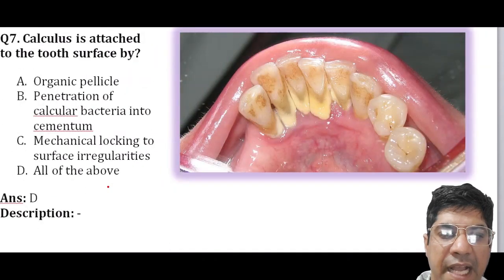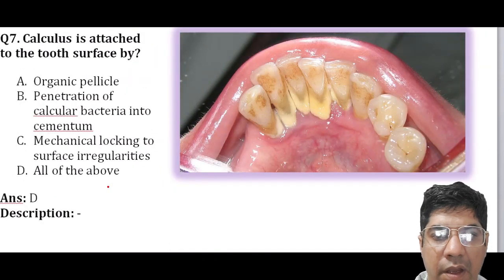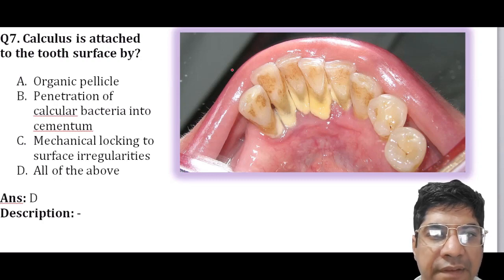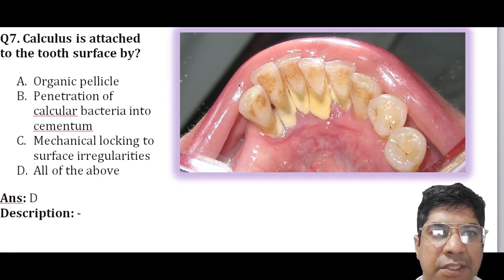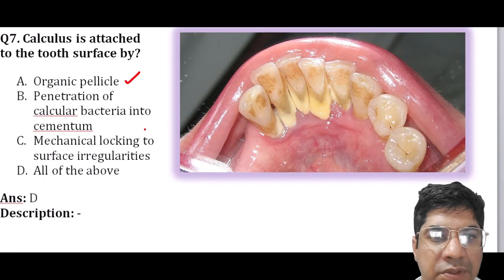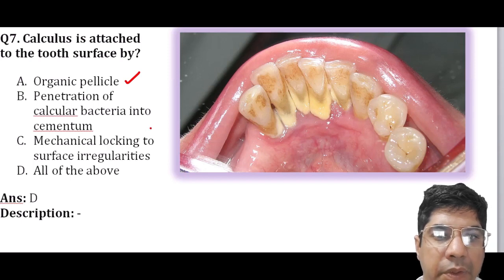Calculus is attached to the tooth surface by the pellicle. The tooth surface is naturally coated with a thin layer of organic material known as pellicle. So calculus can initially attach to this pellicle. Over time, dental plaque accumulates on the tooth surface. The bacteria in the plaque can penetrate into the cementum, which can contribute to the attachment of the calculus.